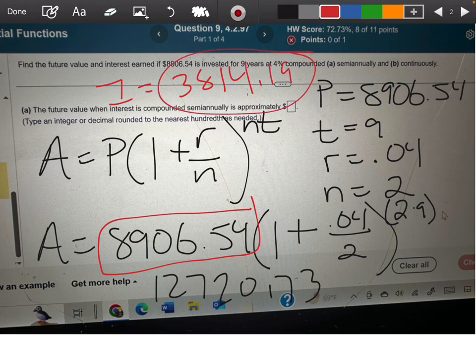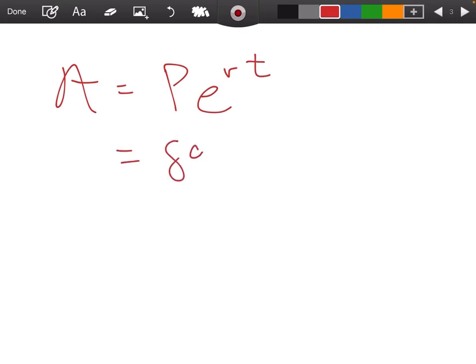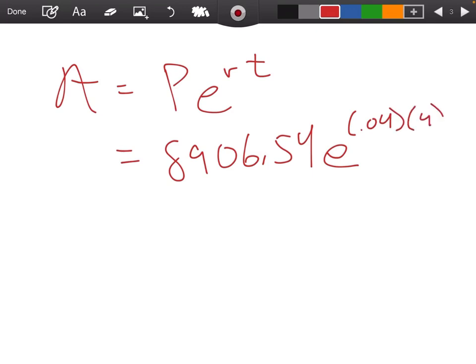Now, there's the second part, y'all. So let's do the second part. We're going to do this continuously. So here's my formula. The way I'm going to do this, y'all, 8906.54. I'm still going to use this E. I'm going to show you how to do that in a second. Remember, our interest rate was 0.04, and our time was 9 years.